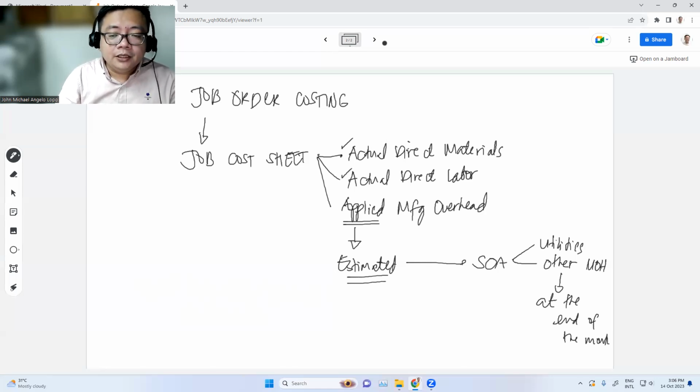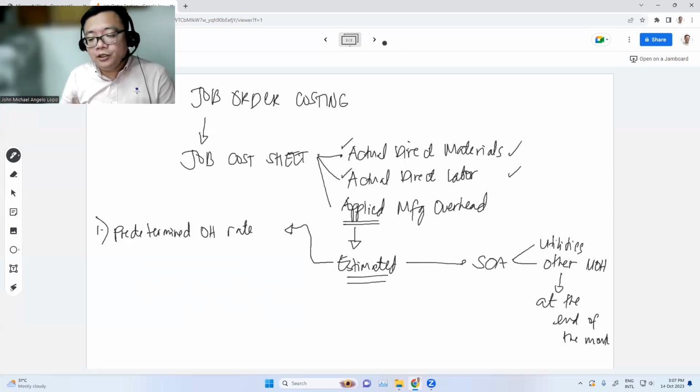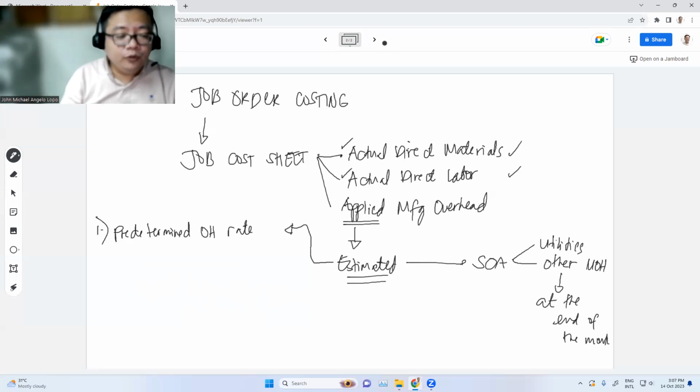Okay. Ito walang problema. Actual direct materials, it is actual direct labor. But my question, how do we compute for the applied manufacturing overhead? Una-una muna, we need to compute for our predetermined overhead rate. Very important here to record first our predetermined overhead rate. Now, how do we compute for our predetermined overhead rate?